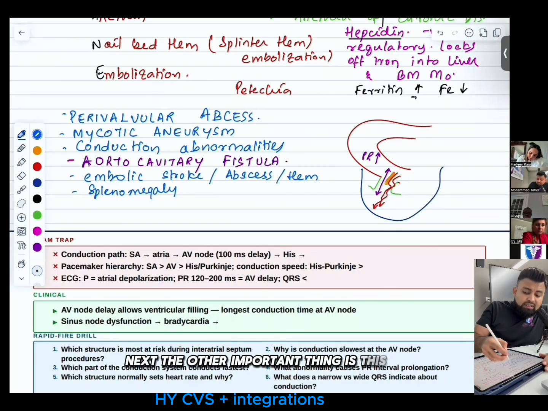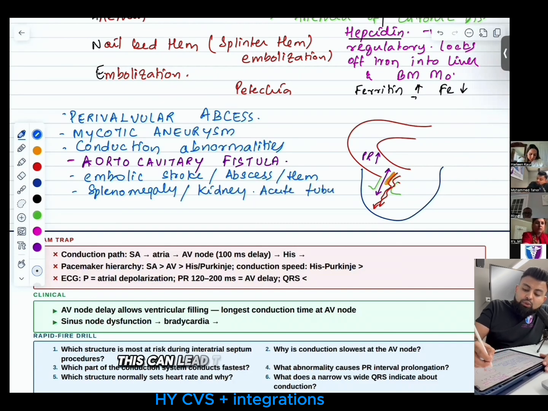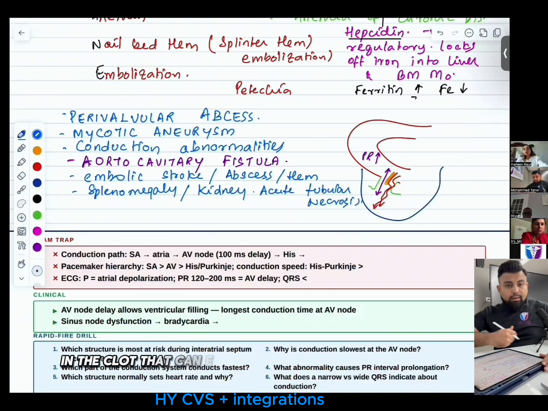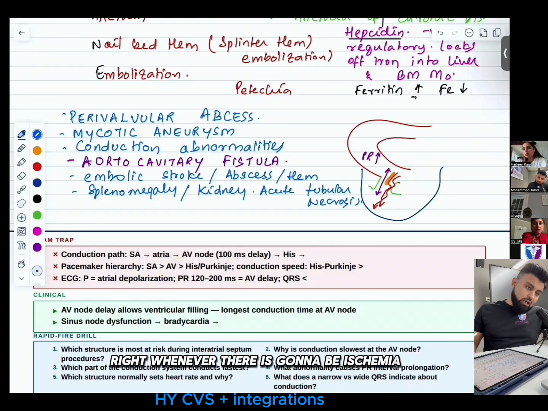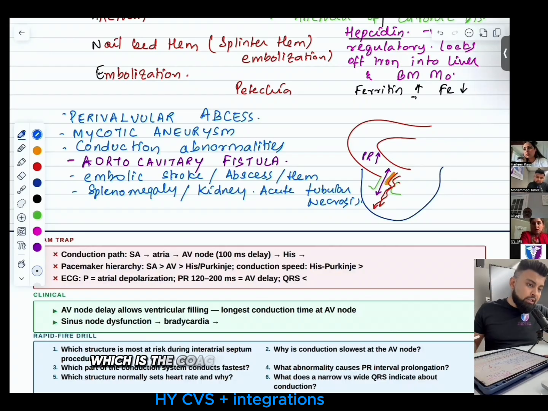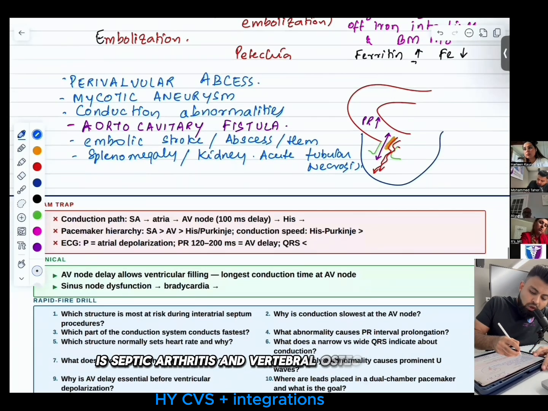Next, these vegetations can go to the kidneys. If they go to the kidneys, we understand that it's going to cause obstruction. This can lead to acute tubular necrosis. Recall, I mentioned this last time, the clot that can embolize in acute tubular necrosis, right? Whenever there is ischemia, the most common type of necrosis is the coagulative type of necrosis, right? The next important complication could be septic arthritis and vertebral osteomyelitis.